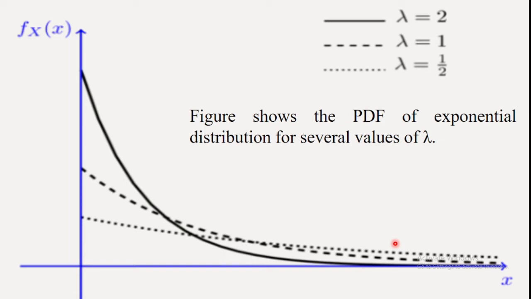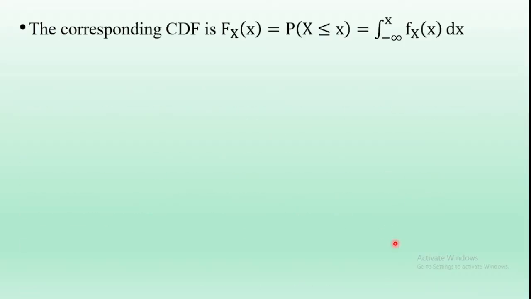Next, find out the corresponding cumulative distribution function. So we know that from the definition of the cumulative distribution function, capital Fx of x is equal to probability of x less than or equal to x, which is equal to integral minus infinity to x density function into dx. So now here in this equation, this is the definition of the probability distribution function or the cumulative distribution function definition. On RHS side, the x varies from minus infinity to x.